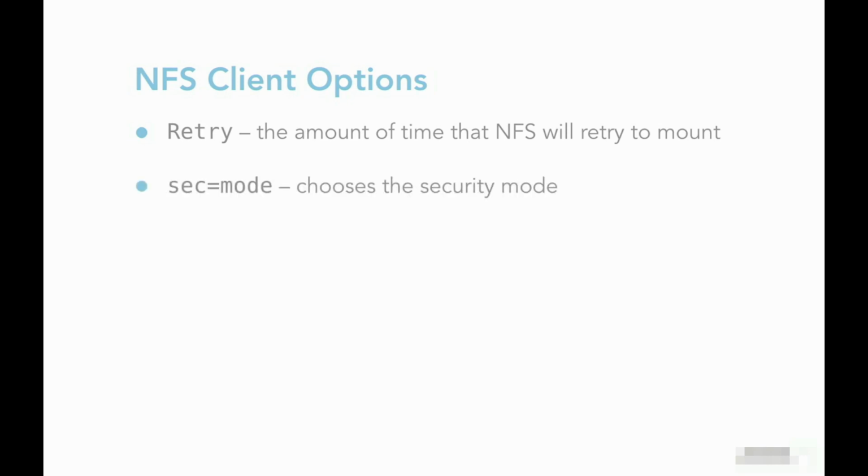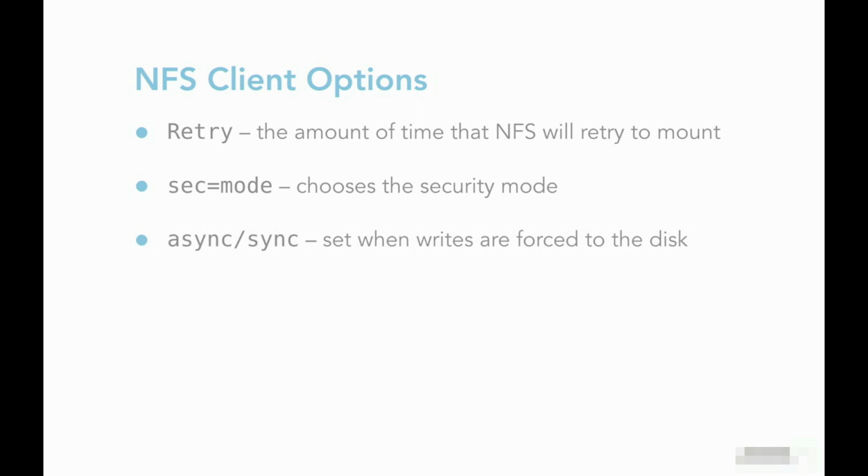sec=mode chooses the security mode. We use this to choose local UIDs or Kerberos. There are 3 choices for Kerberos, which are Kerberos, Kerberos with integrity checking, and lastly Kerberos with integrity checking and data encryption. There are other security options as well, but we won't cover them here. Check the NFS man page for more details.